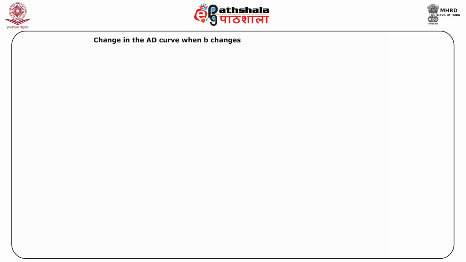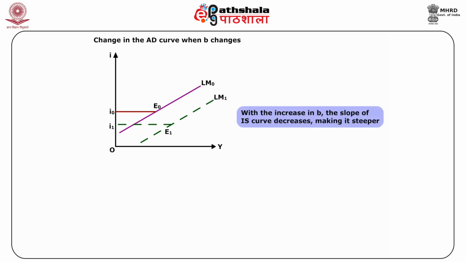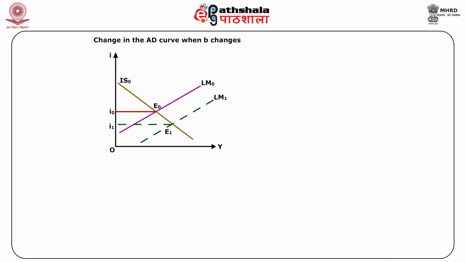To visualize it graphically, consider the given figure. When price decreases, real balances increase, leading to a shift in the LM curve from LM0 to LM1. This reduces the interest rates from I0 to I1. However, if B increases, the IS curve changes its position. With the increase in B, the slope of the IS curve decreases, making it flatter. In the figure, the IS curve tilts from IS0 to IS1 due to the increase in B. As a result, the new equilibrium in the IS-LM framework occurs at point E dash, where LM1 intersects the IS1 curve.